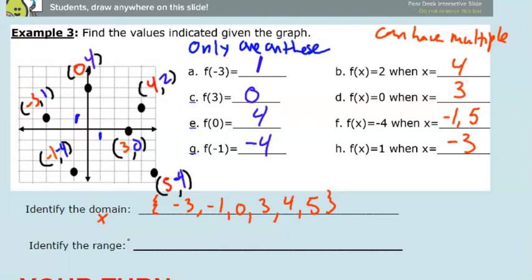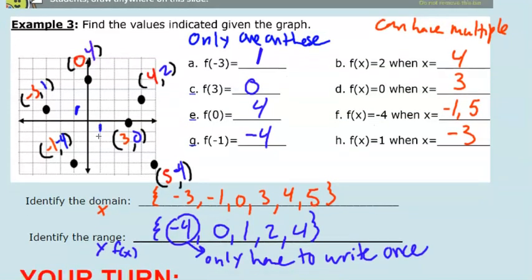And then the range is down, up, y, f of x. And order those y values from least to greatest. -4, 0, 1, 2, and 4. Notice I didn't write -4 twice, you only have to write it once.